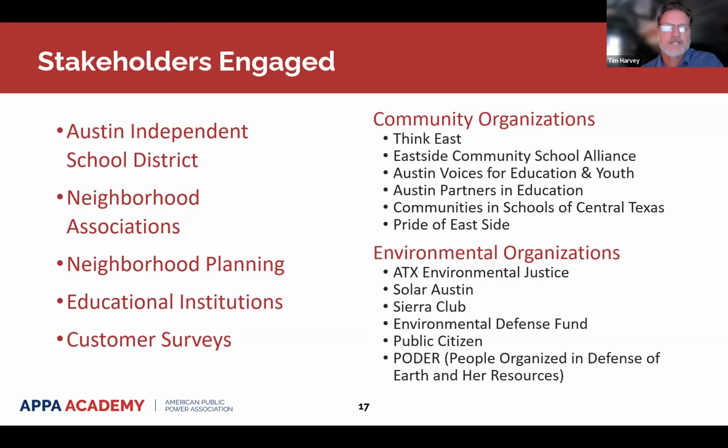So the first step, as Joyce pointed out, you really want to figure out what your goals are. And one of Austin Energy's goals was to ensure that we could provide access to solar to low income customers. And we also wanted to start to proliferate solar projects in the community.